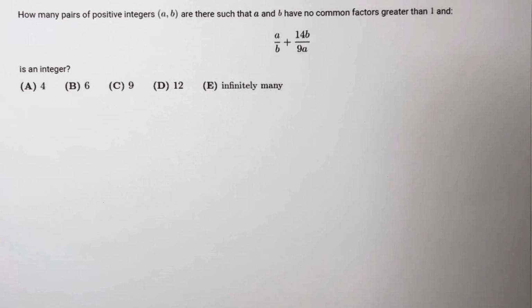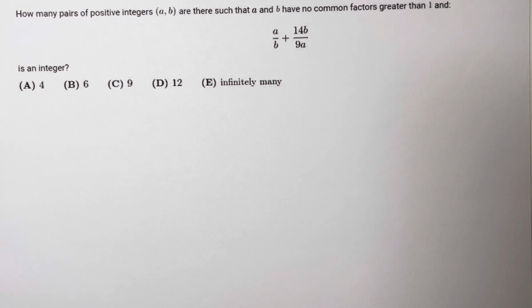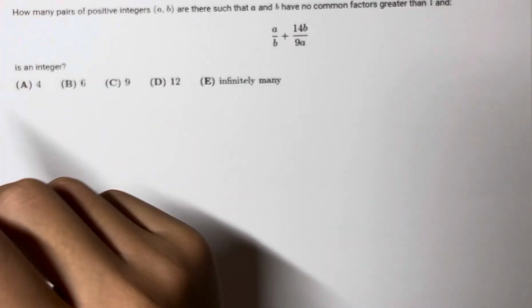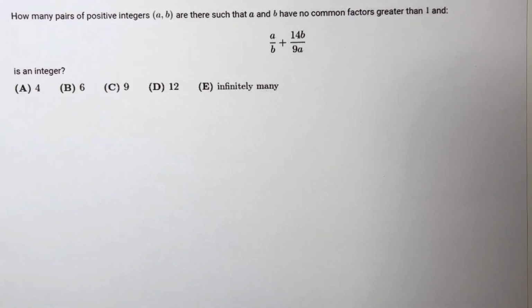In this video, I'll be discussing the 2007 AMC 10B question 25. How many pairs of positive integers a, b are there such that a and b have no common factors greater than 1, and a over b plus 14b over 9a is an integer? So we have two fractions here, and the sum of the two fractions is an integer. I want to find out how many pairs of a and b satisfy this condition.